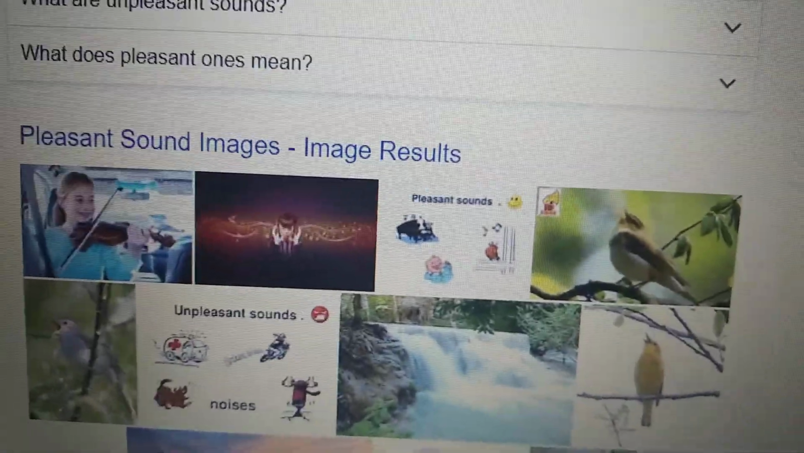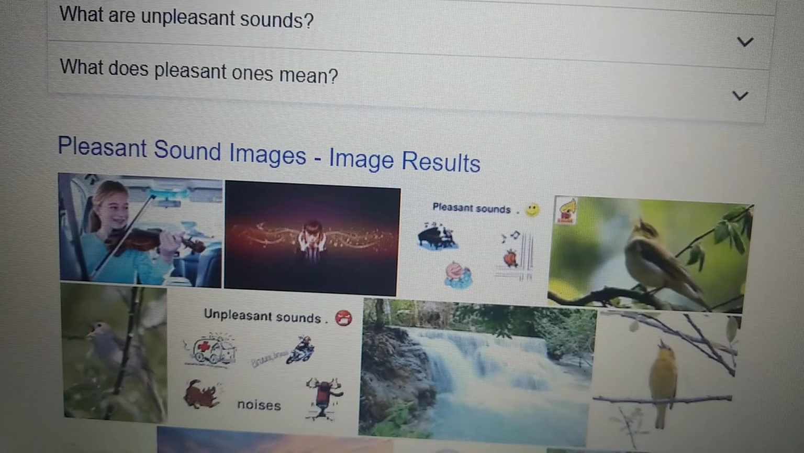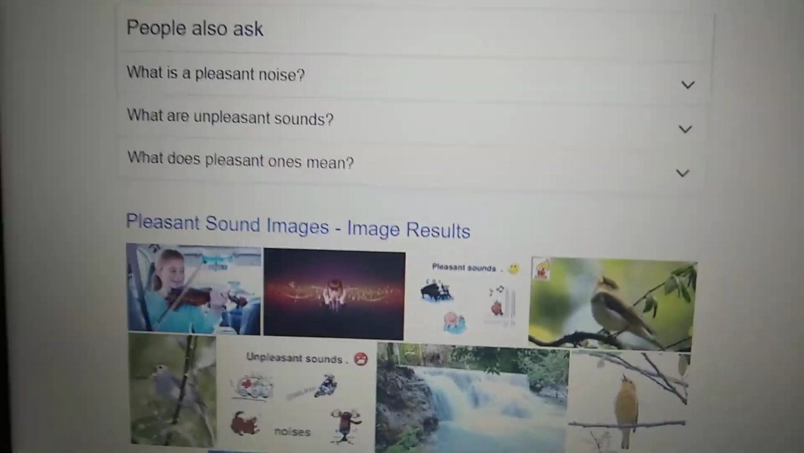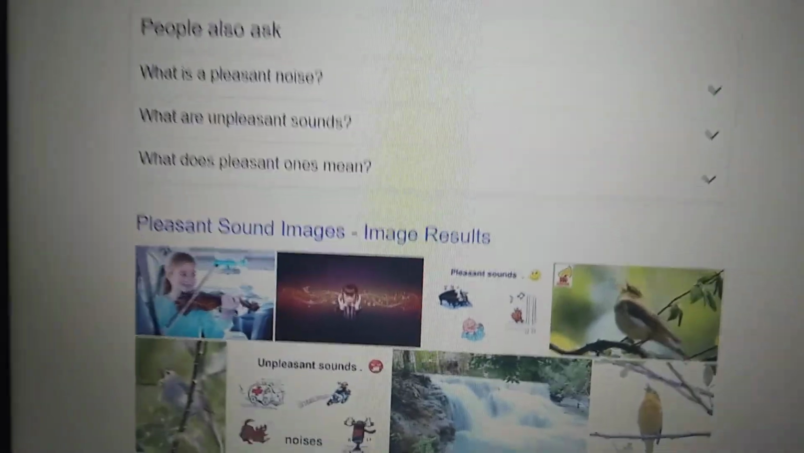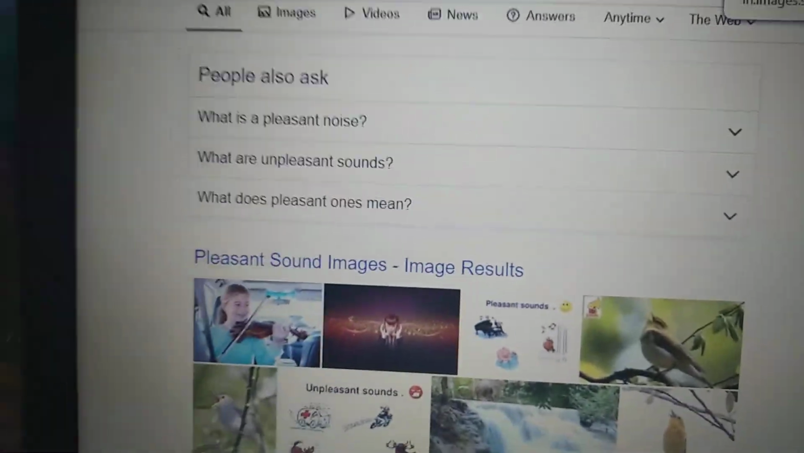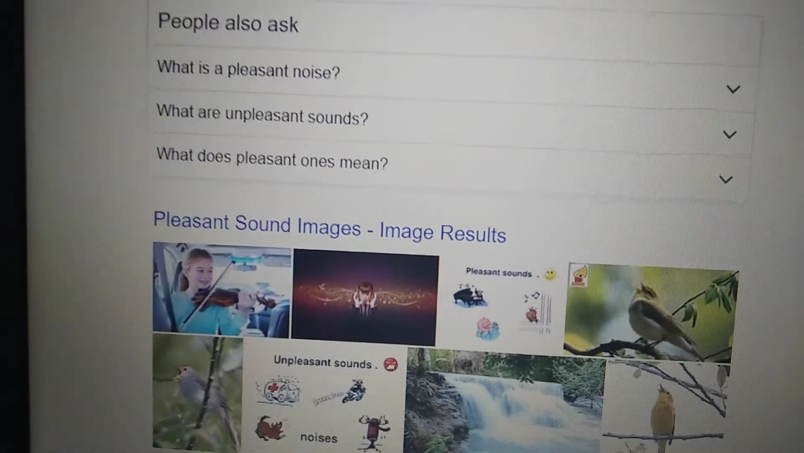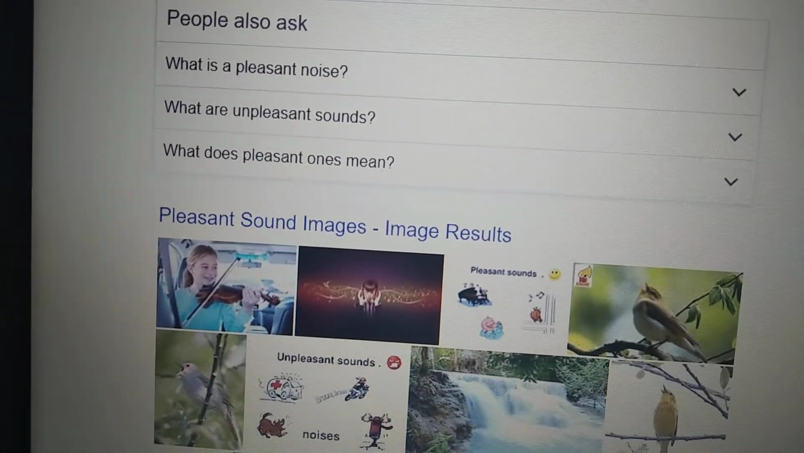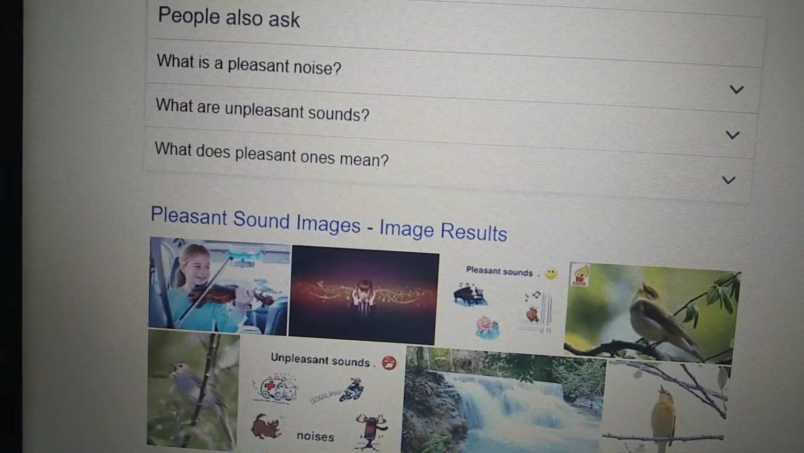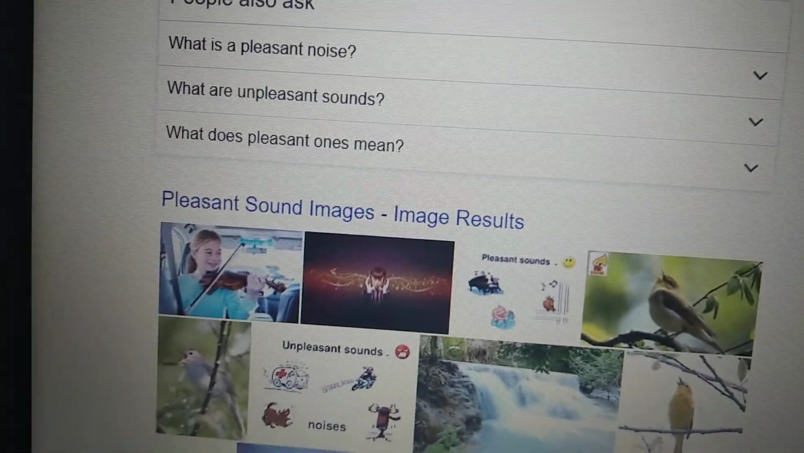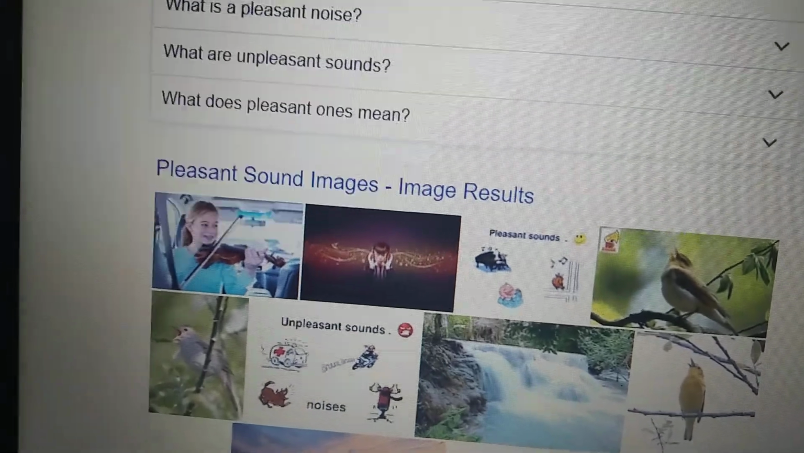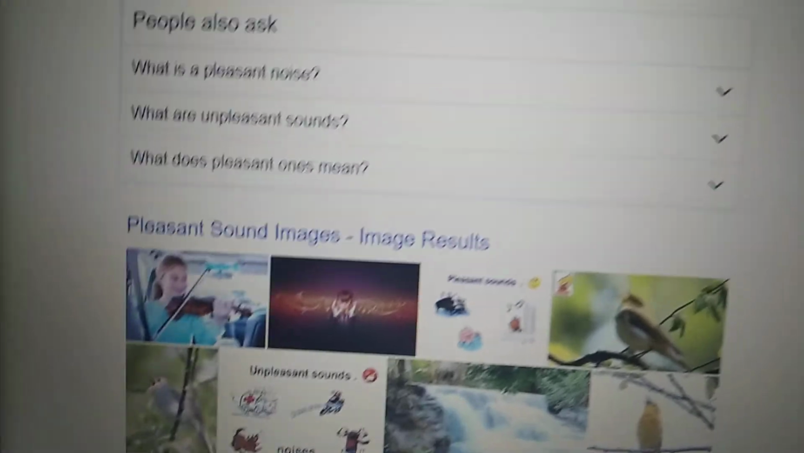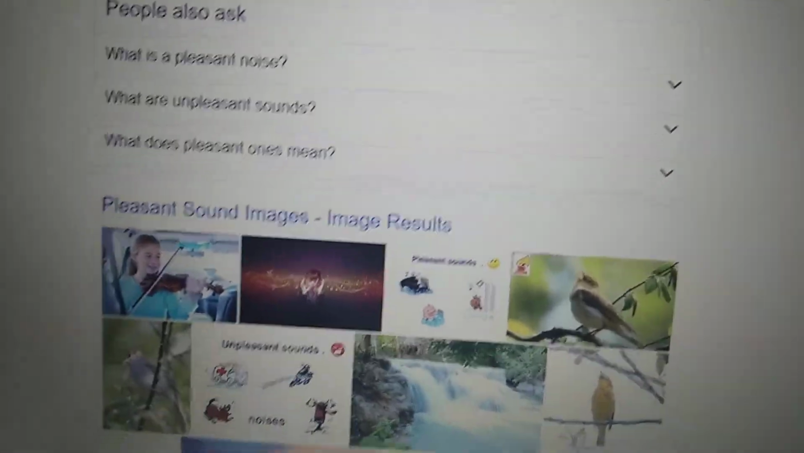Are you clear about sound? We have some pleasant sounds and some unpleasant sounds. Whispering, sounds of birds, rainfall, and singing are all examples of pleasant sounds. Whereas unpleasant sounds are horn honking and shouting. These are all unpleasant sounds.